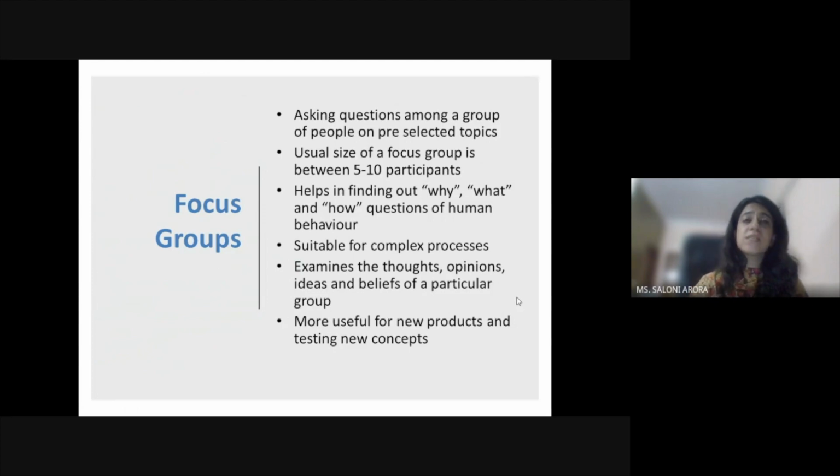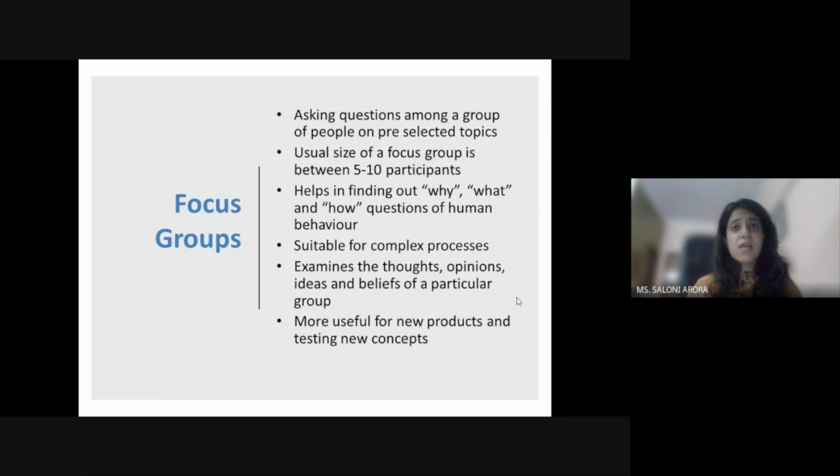The business is launching a new product. Do you think this product is going to be successful? How should the product be implemented? How should it be marketed? Why should these ingredients be used? Why should we go for non-cruelty products? What is it that is instilling you to buy a product? So they basically cater to the why, what, and how questions of human behavior.